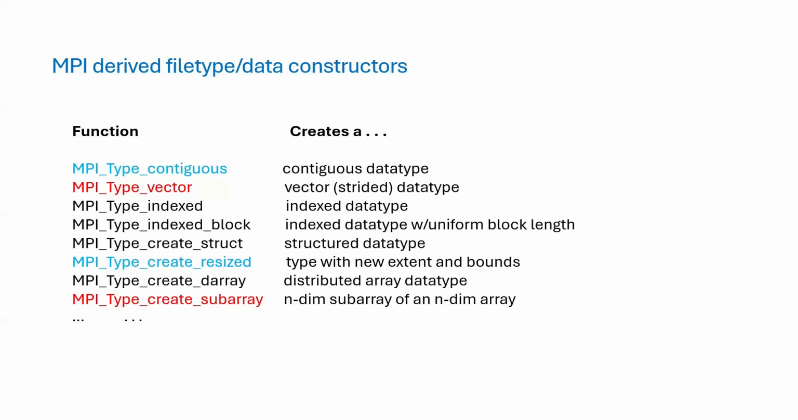In the following, we'll bring up type vector and create subarray, basically to demonstrate that there are different, or more, ways to deal with a data structure, and maybe make it run a little bit faster, or make it more efficient in doing parallel MPI-IO. Okay.